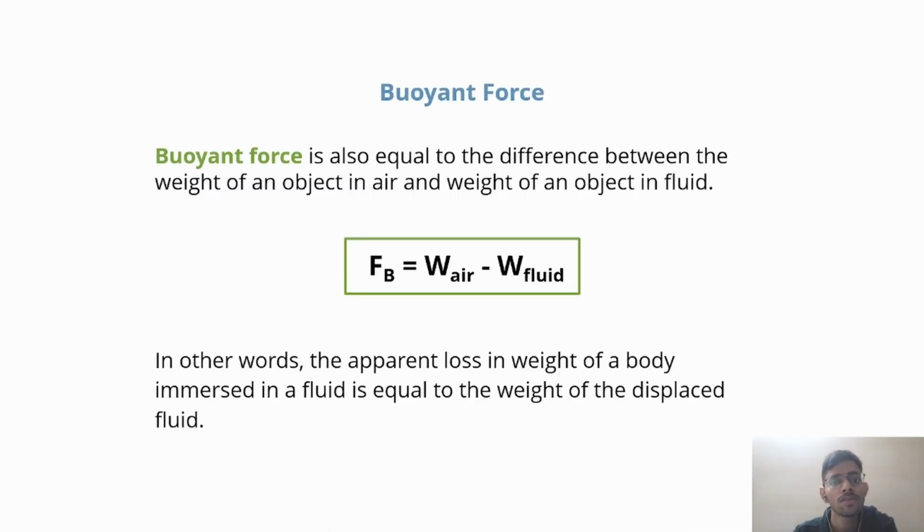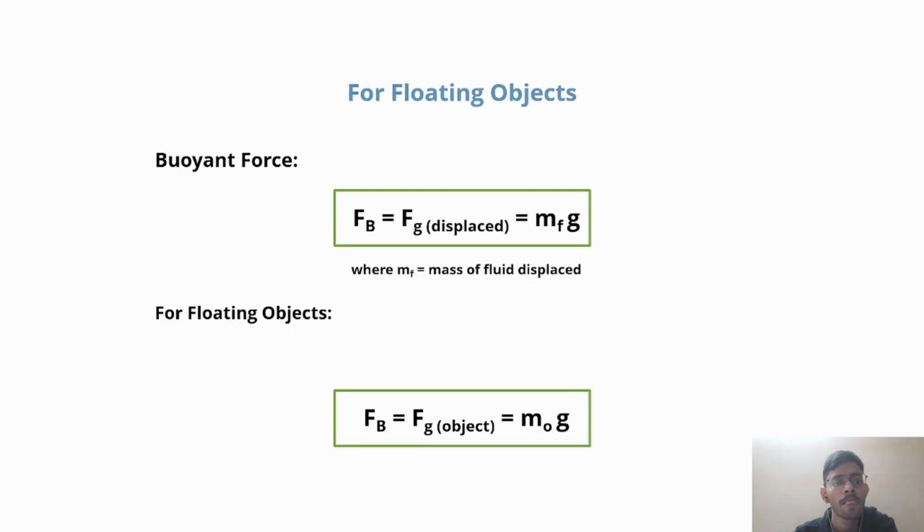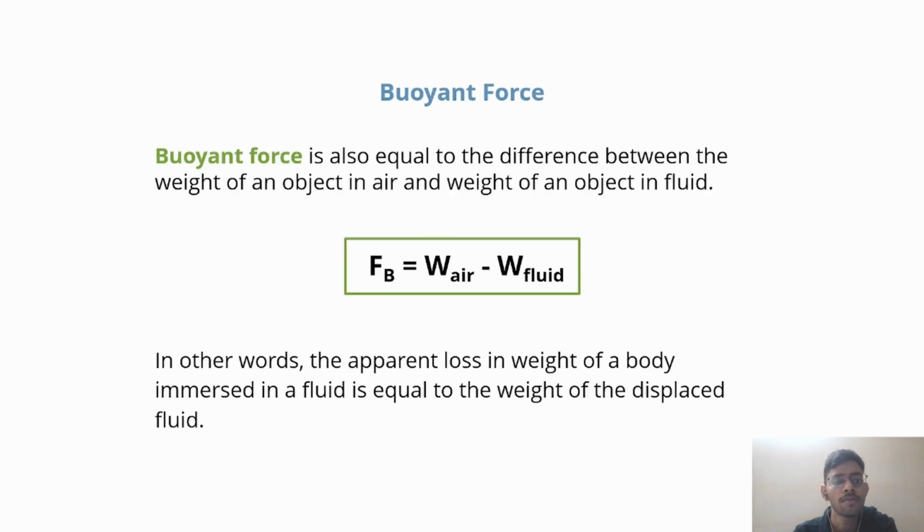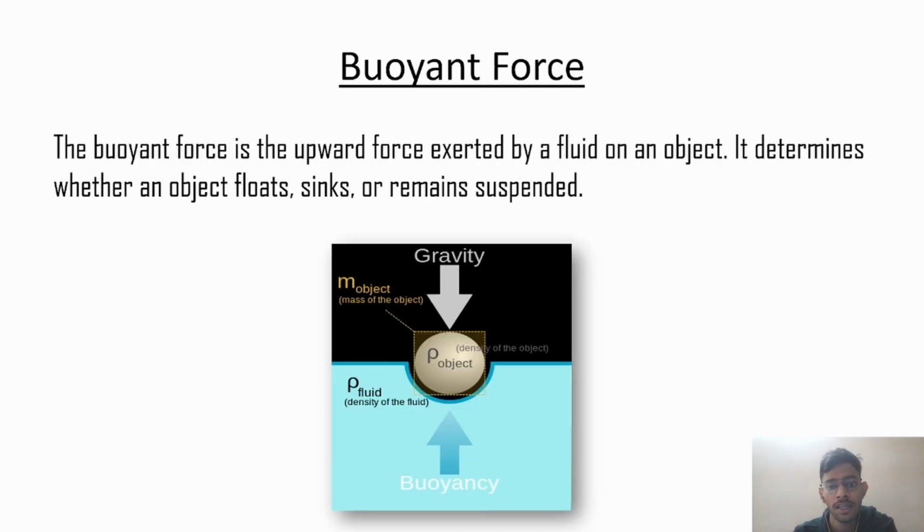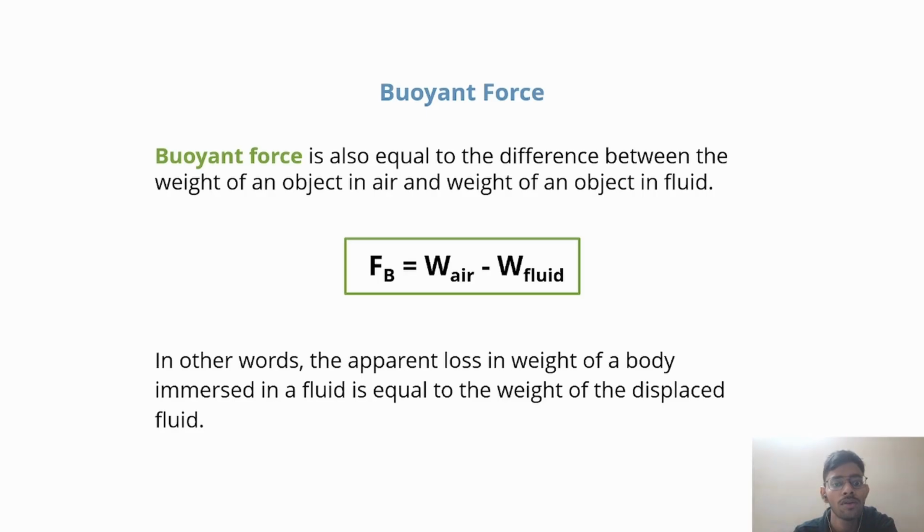Buoyant force is also equal to the difference between the weight of an object in air and the weight of the object in the fluid. This picture explains it. When we sink an object in the fluid, the buoyant force is equal to the weight of the object in the air minus its weight in the fluid. So Fb equals weight in air minus weight in fluid. In other words, the apparent loss in weight of a body immersed in a fluid is equal to the weight of the displaced fluid.